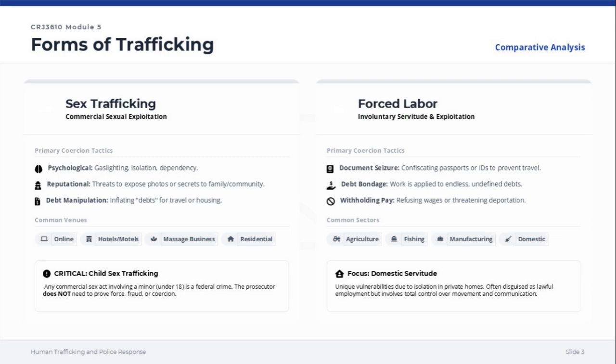Domestic servitude is especially hidden because victims are isolated from public contact. Victims may not attempt escape due to fear, dependency, language barriers, or misinformation about authorities. Recognizing indicators of coercive control is therefore essential for police, healthcare providers, and community members to identify victims who may not self-report their exploitation.